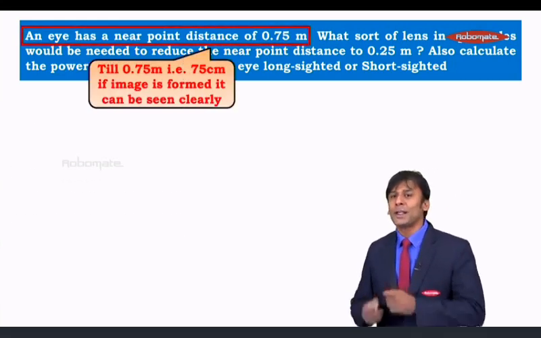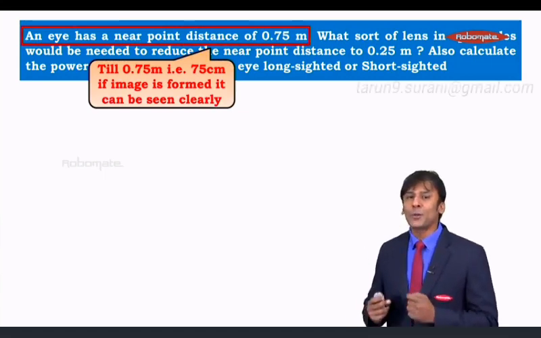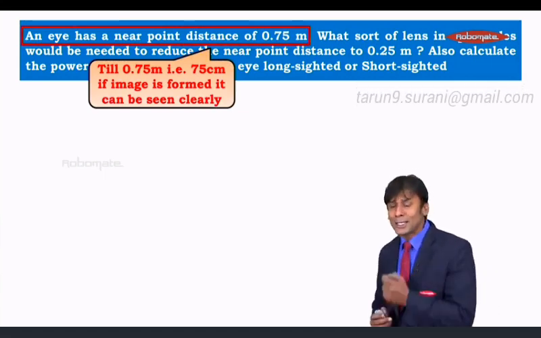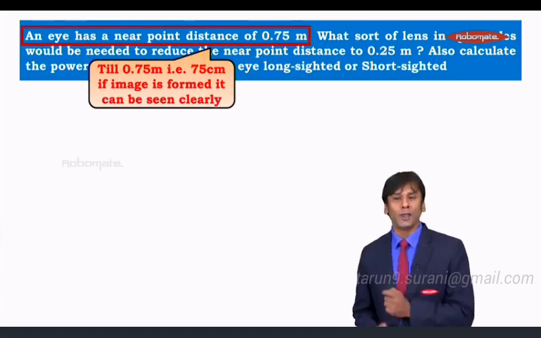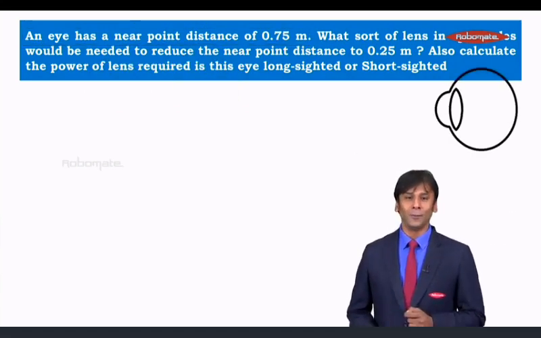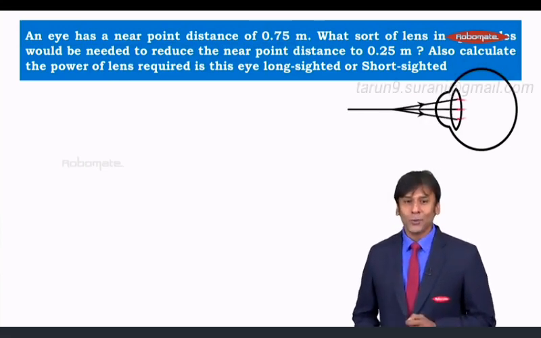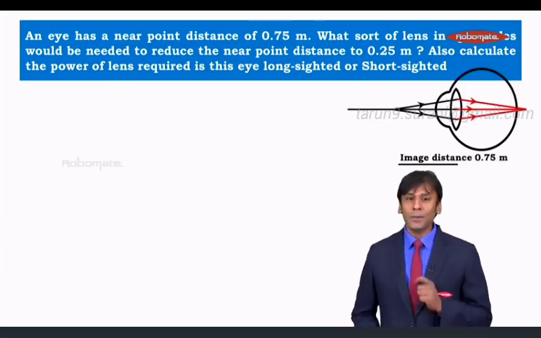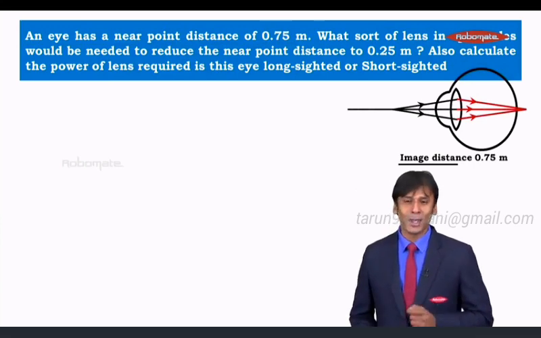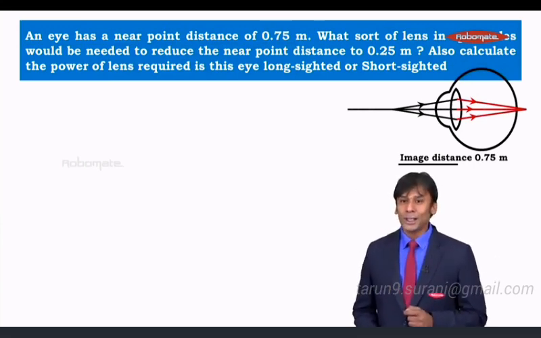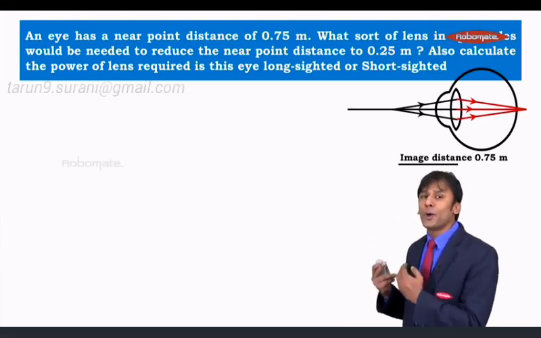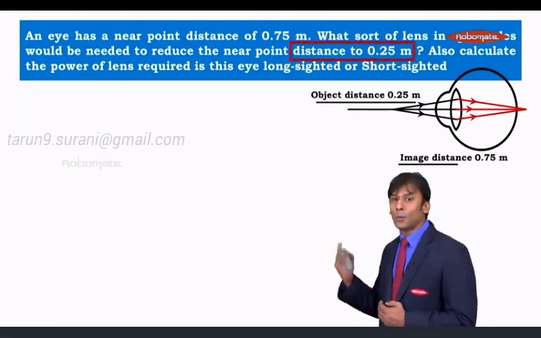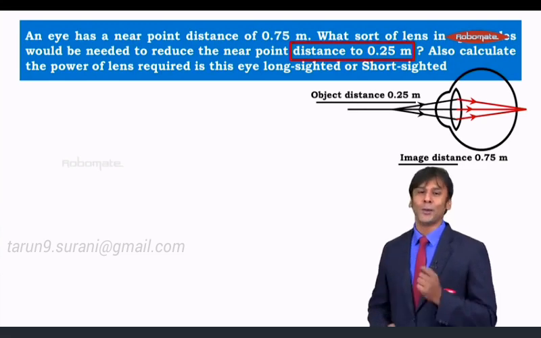So students, the first thing is an eye has a near point distance of 0.75 meter. That means till 0.75 meter, that is 75 centimeter, if image is formed, it can be seen clearly. So the first data which is provided to us is nothing but the image distance, which is 0.75 meter. Now further it says, what sort of lens would be needed to reduce the near point to 0.25 meter? That means the object distance is 0.25 meter.